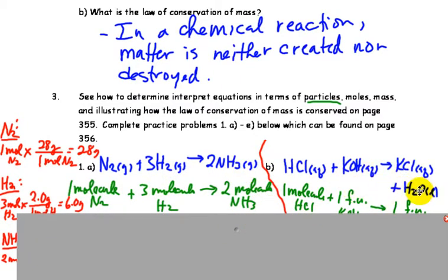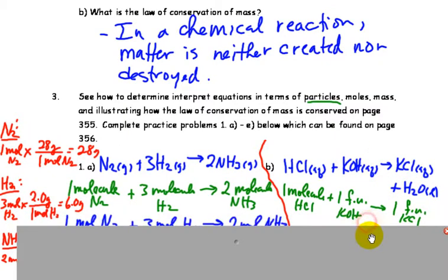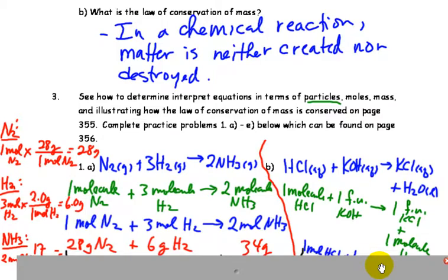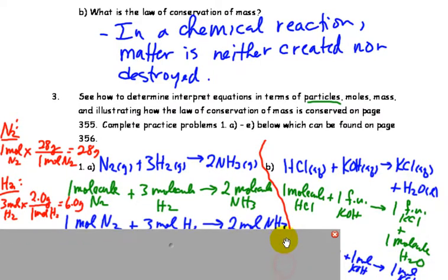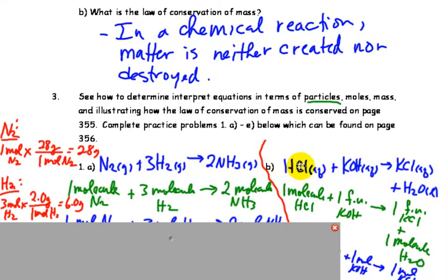If we're dealing with ionic compounds, such as potassium hydroxide, we don't use the word molecule. As you recall, we use the term formula unit. So hydrochloric acid, that is still a molecule though, but formula unit, formula unit. So 1 to 1 to 1 to 1.